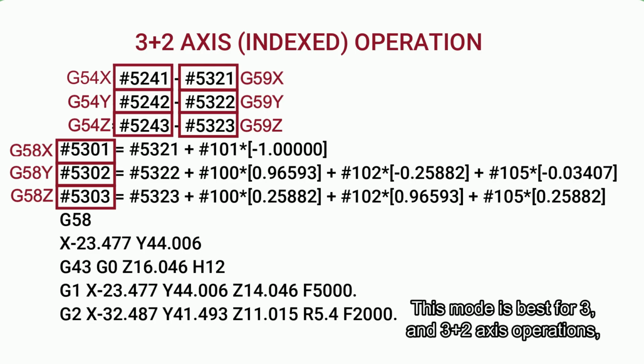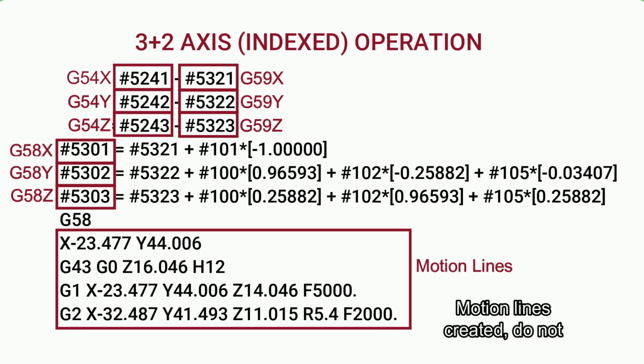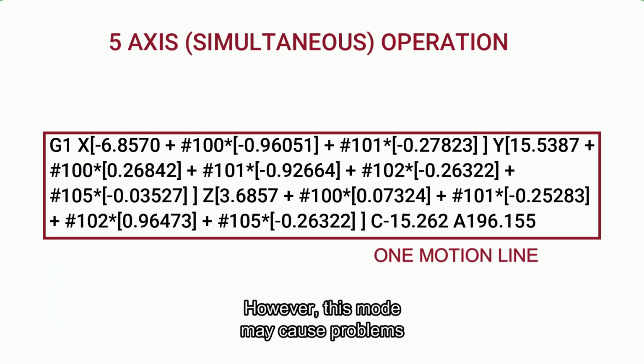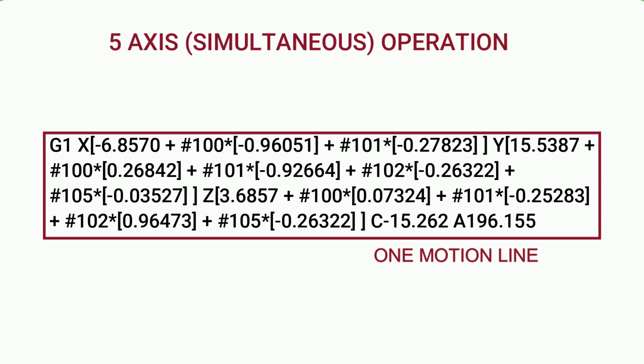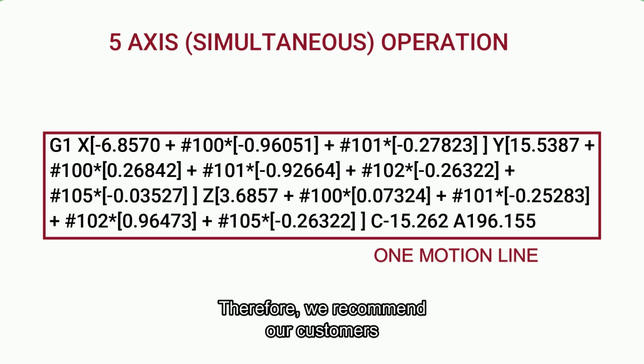This mode is best for 3 and 3+2 axis operations, since all calculations are done at operation starts. Motion lines created do not have any variables or formulas. However, this mode may cause problems in simultaneous operations due to long NC lines created. Therefore, we recommend our customers to use the second mode when long NC lines cause problems.